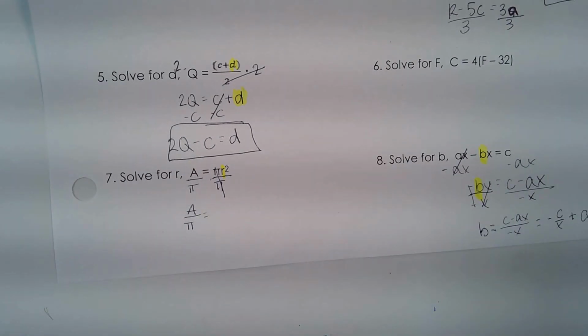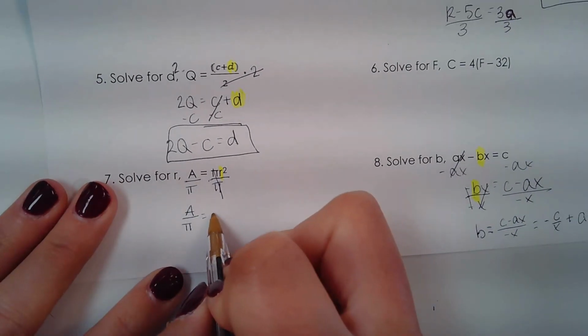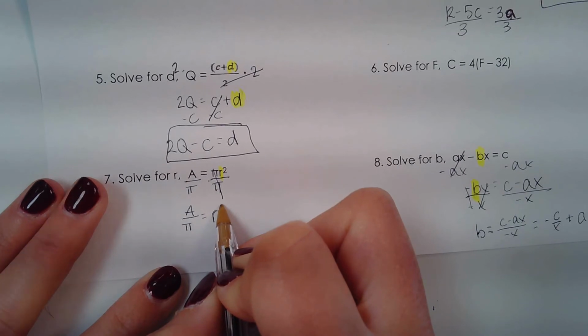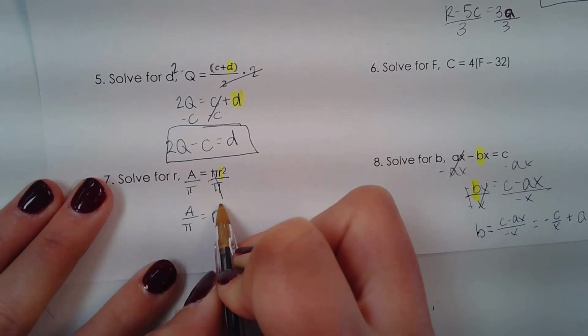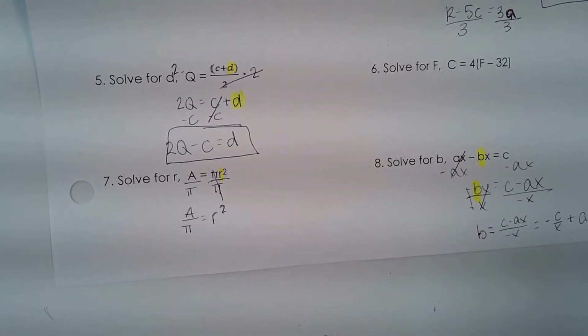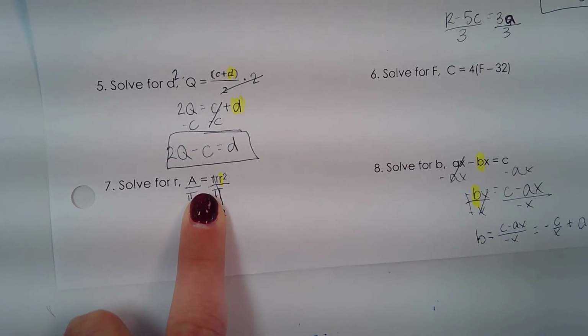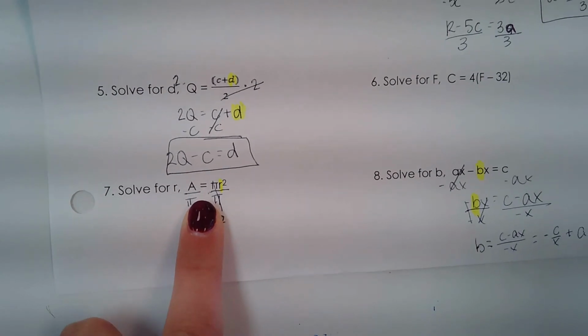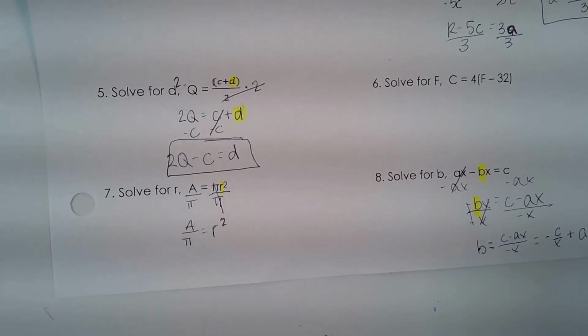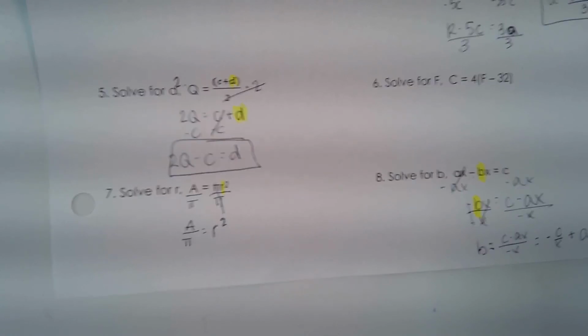The pi's cancel out, what are you left with? R squared. R does stand for radius in this problem. Does anybody know what that formula is? A equals pi R squared. It's on the back wall, it's really small on the one that says formulas. A equals pi R squared. Area of a circle.